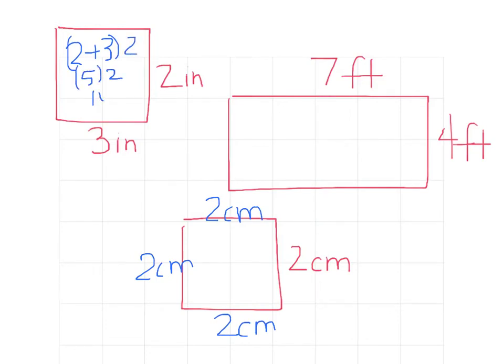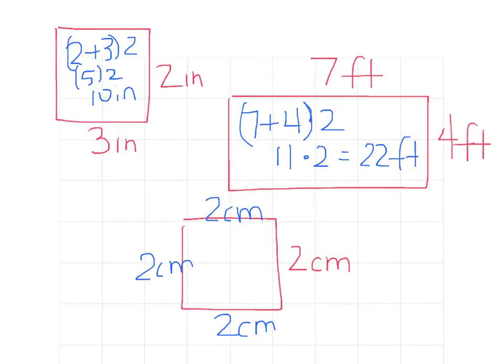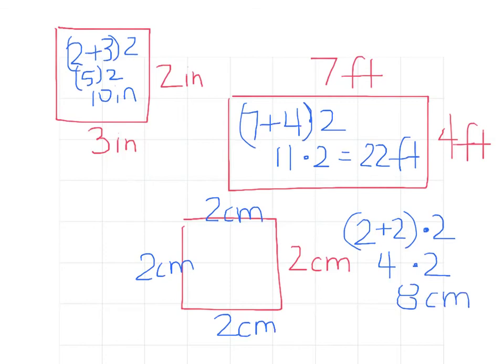Times 2 is 10 inches. 7 plus 4 times 2 is 11 times 2, that's 22 feet. And lastly, 2 plus 2 times 2 is 4 times 2, which is 8 centimeters.